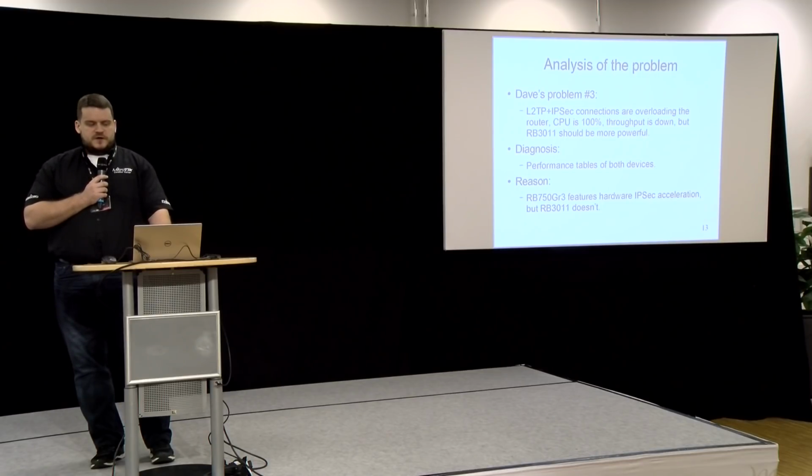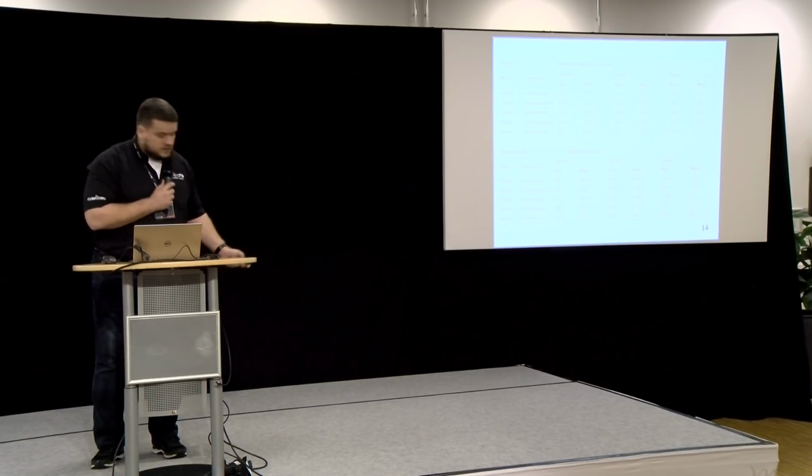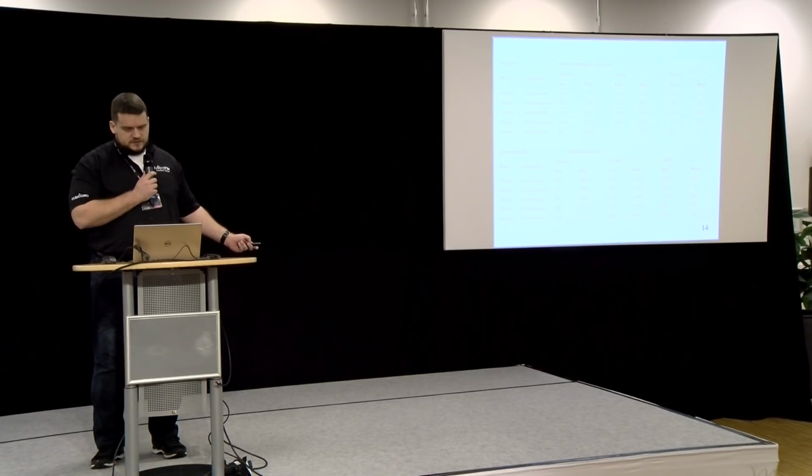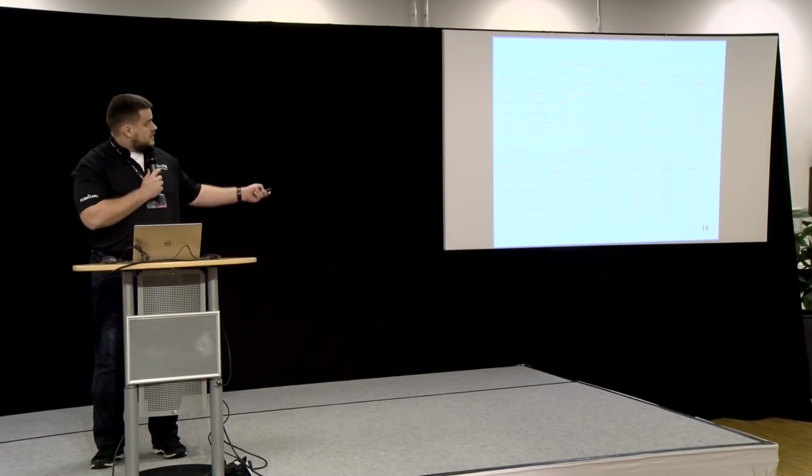The reason why he sees this CPU increase is because 3011 doesn't have an IP security accelerator unit, but 750 does, which is also indicated in the diagram. And also, if you take a look at the performance, when we take small packets, 750 can do 1 million, and 3011 can do 1.5.